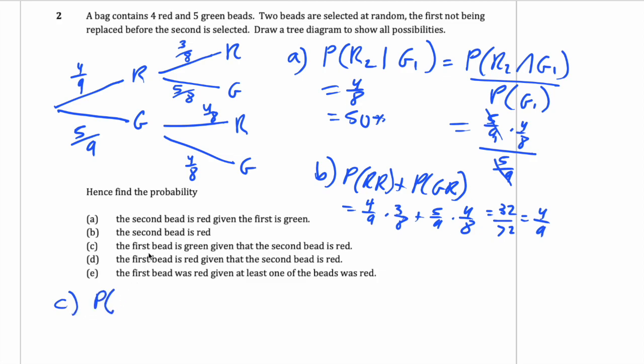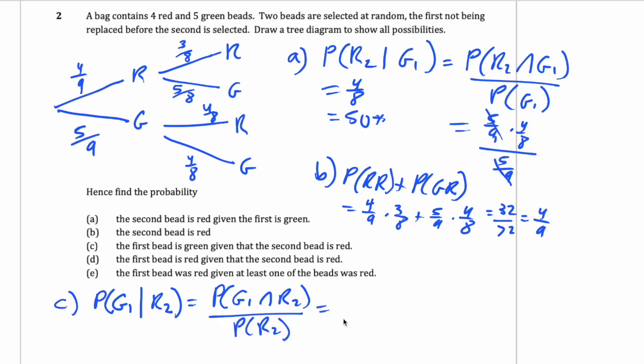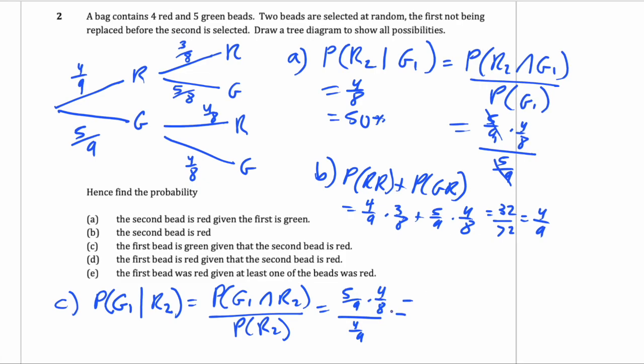Part C, probability the first one's green, given that the second one's red, now we have to use the formula. Well, that's probably the easiest way to do it. It's hard to visualize from the tree. Okay, the second one's red is actually our answer from part B, so we put in 4/9 there. Green 1, red 2 is just this 5/9 times 4/8. Okay, so if you type this into a calculator or do it manually, you get 5/8.